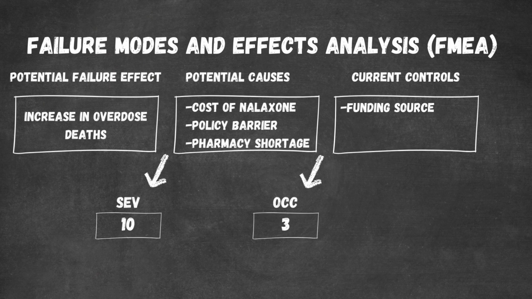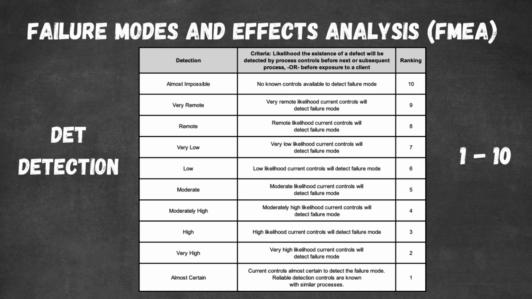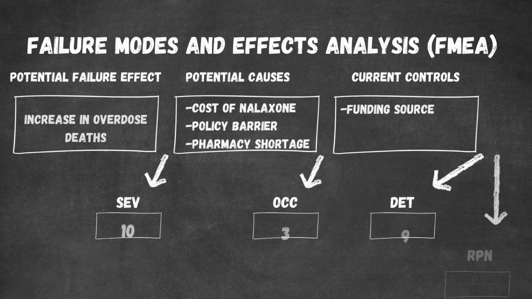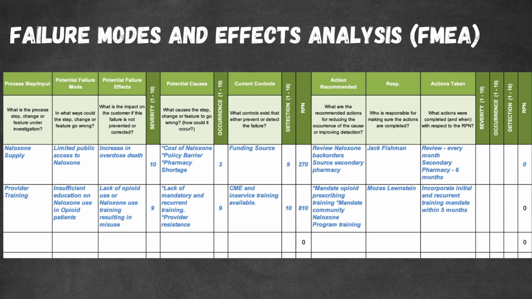Last is detection, or DET. How likely are we to detect the failure? Let's assume our team doesn't have a method to track the current naloxone supply or national naloxone supplier and back orders. They rate detection at a 9. So now we just multiply these three numbers to get our risk priority number. And for this example, our RPN is 270. You repeat this for each process in the FMEA chart.